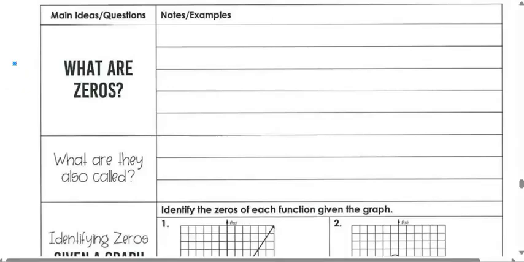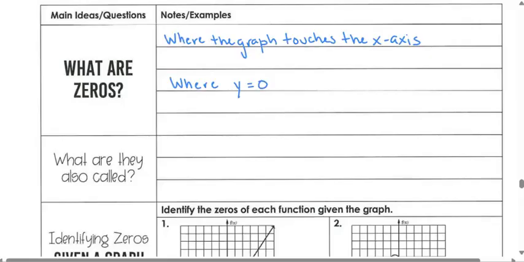All right, we're gonna answer this question. What are zeros? This is a very important concept starting in Algebra 1 and going forward in all other math classes that you will take. And a zero is simply where the graph touches the x-axis or where y equals 0.